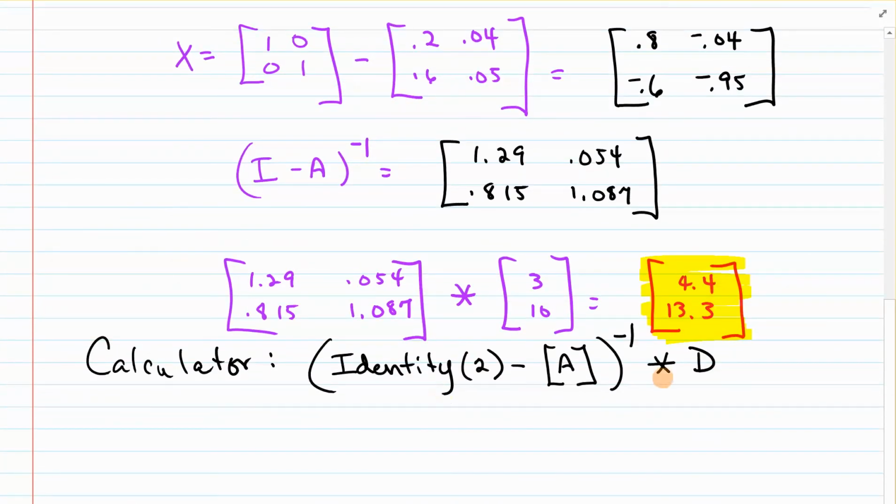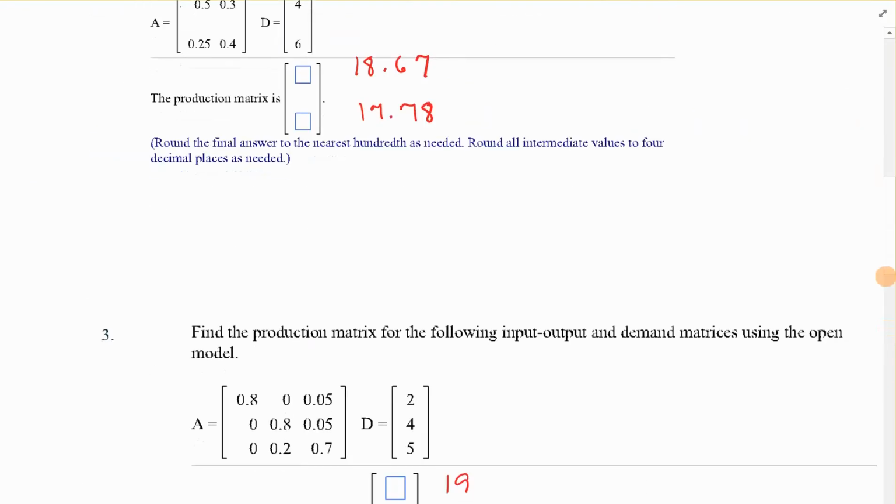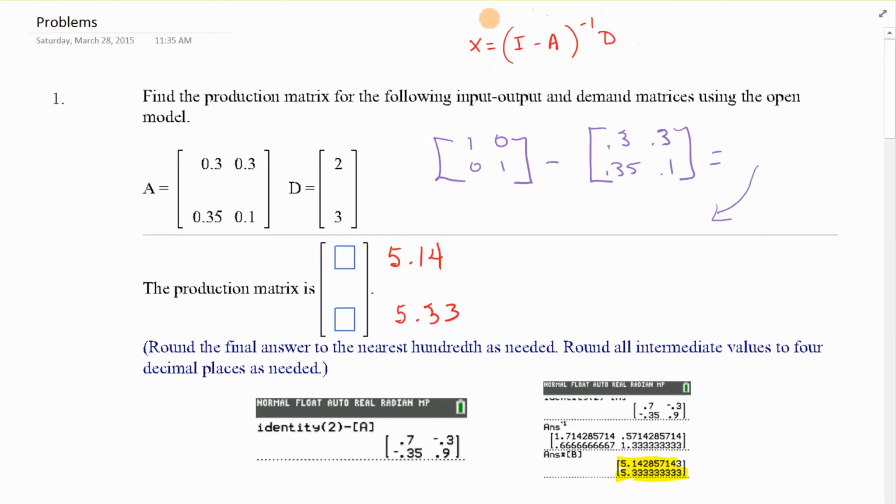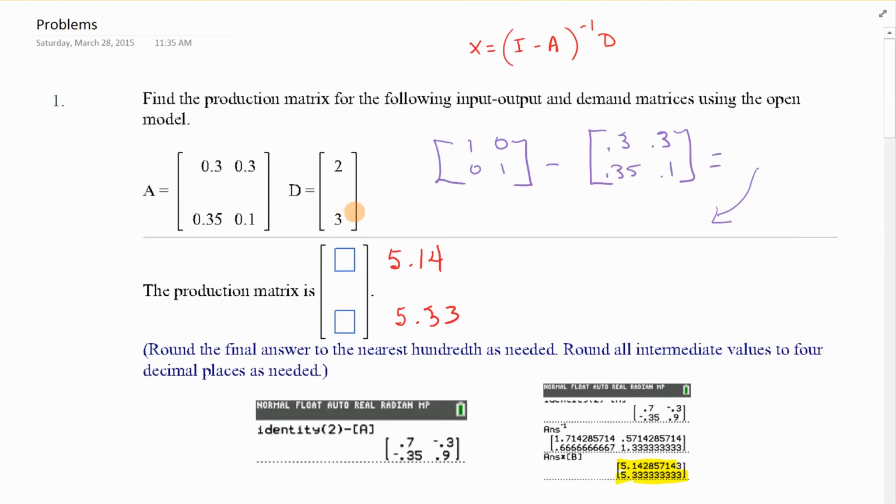On the calculator, that's not too bad. We can do that pretty easily. So let's look. We have some basic ones and then we have some word problems. So let's look at our problems. All right, so number 1, and I've written the formula up here just to remind us. Find the production matrix for the following input and output demand matrices using the open model. So they've given you A and they've given you D. And we need the identity for a 2 by 2. So it would be this minus this, and we would find the inverse of that and multiply it by D.